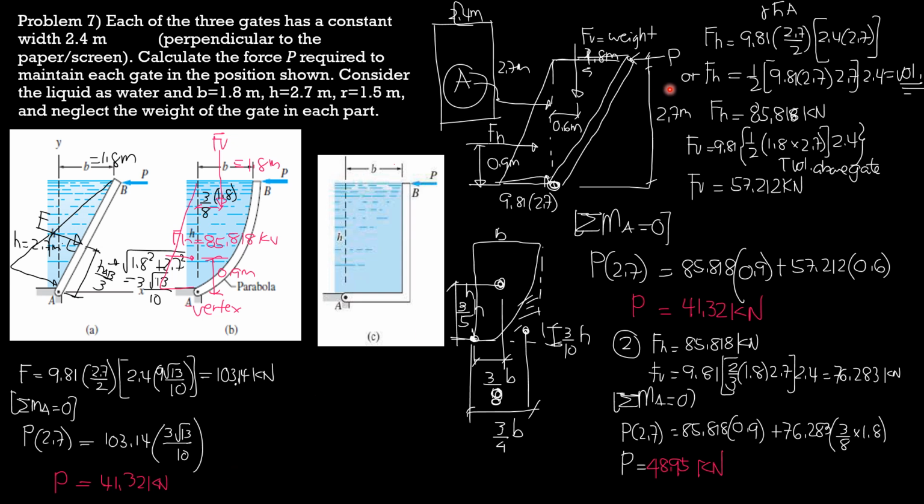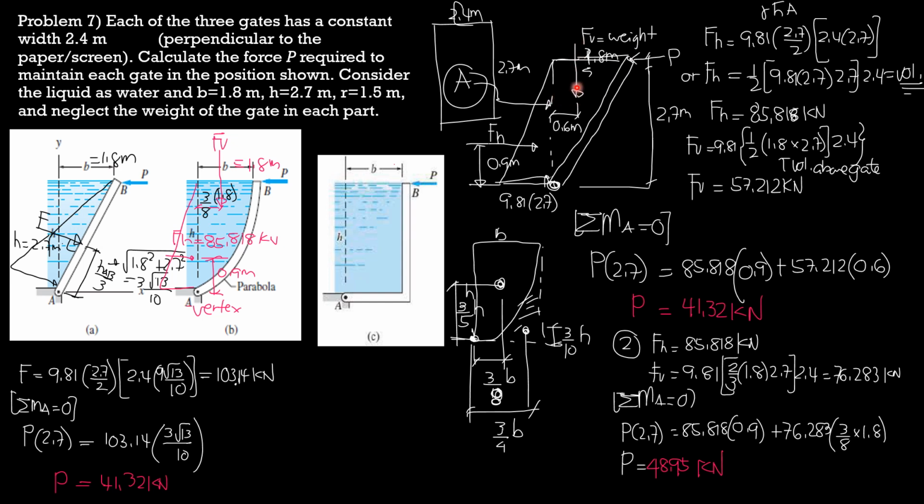The other way is, so this is the projected area and the pressure diagram is triangular. So I'll call that FH, and we have FV, the weight of liquid above this surface. We imagine that this is a curved surface, but the principle for FV is the same, the weight above the surface. So I'll call that FV, which is W, and therefore this is 1/3.